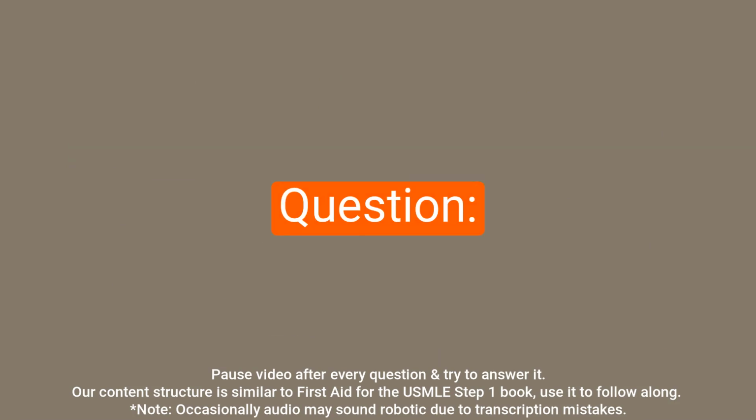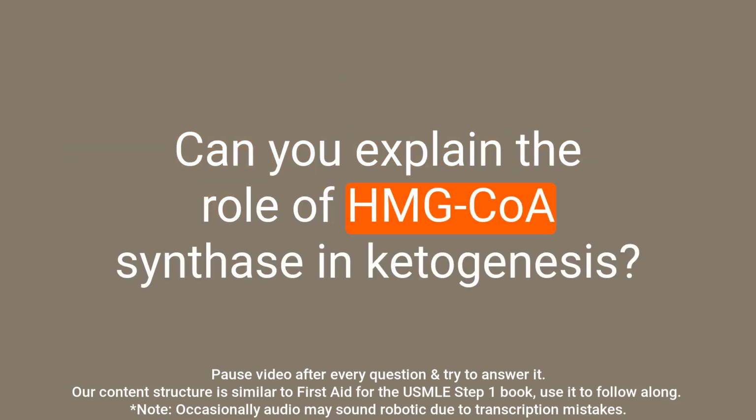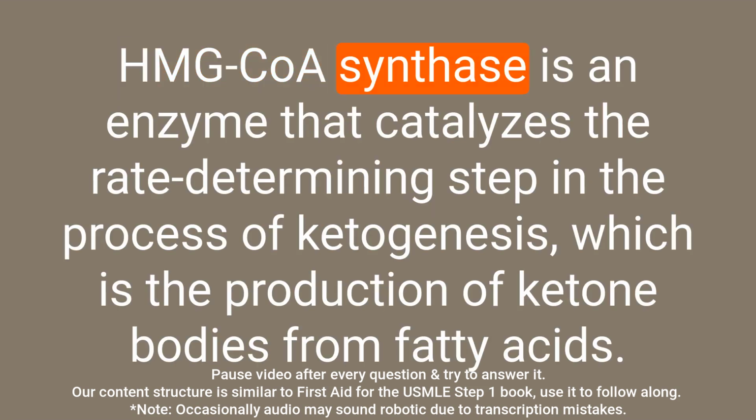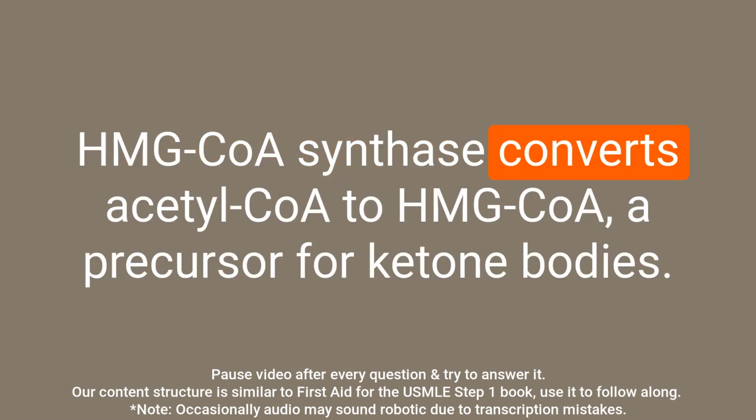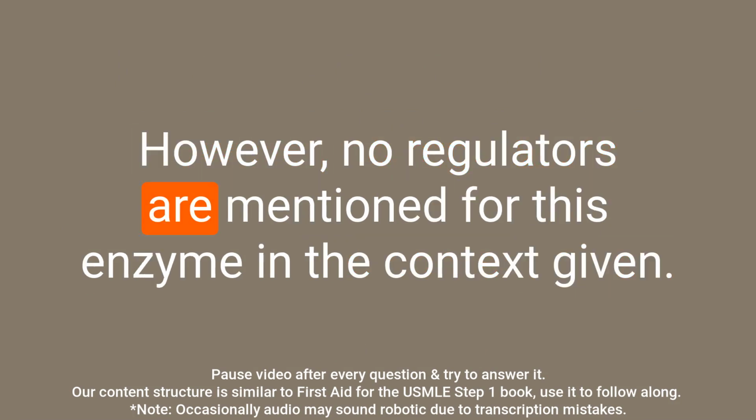Question: can you explain the role of HMG-CoA synthase and ketogenesis? Answer: HMG-CoA synthase is an enzyme that catalyzes the rate-determining step in the process of ketogenesis, which is the production of ketone bodies from fatty acids. HMG-CoA synthase converts acetyl-CoA to HMG-CoA, a precursor for ketone bodies. However, no regulators are mentioned for this enzyme in the context given.